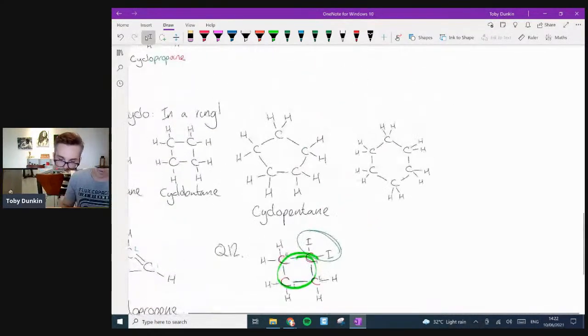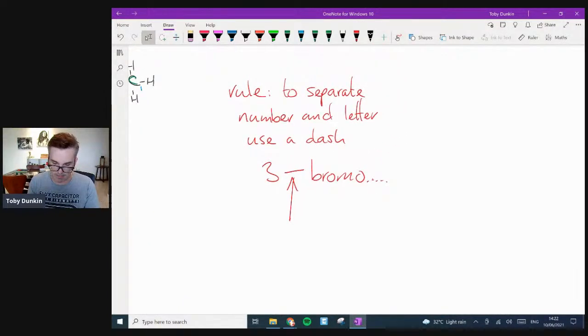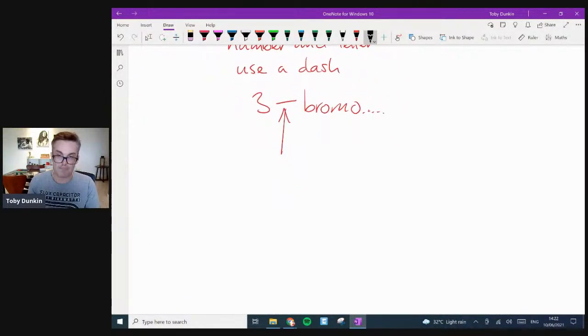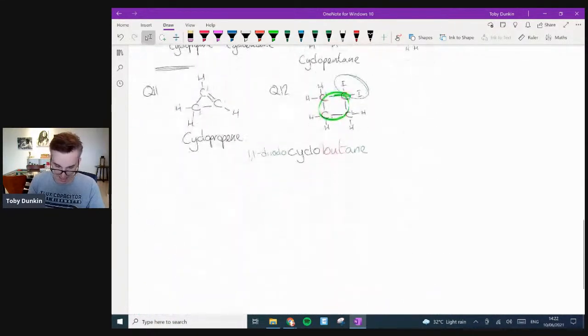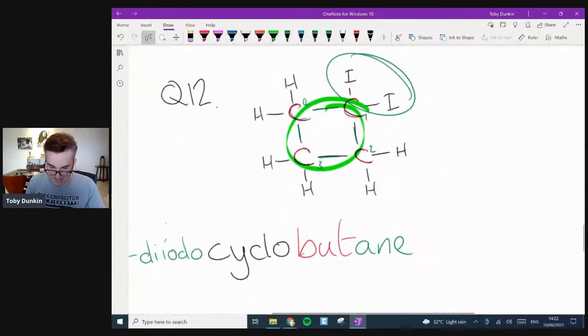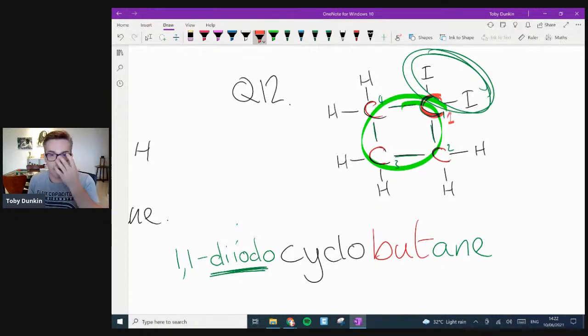We can add that into our notes at this point, guys. Yeah, so we've got the rule: to separate numbers and letters, use a dash. To separate numbers, you use a comma. Wait, Mr. Duncan, can you explain the number? Oh yeah, 1,1. Yes, I can. The reason being is both of the iodines are on the same carbon. They're on carbon number 1, which is this one, which I numbered number 1.